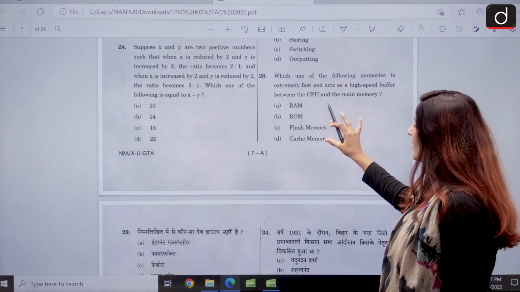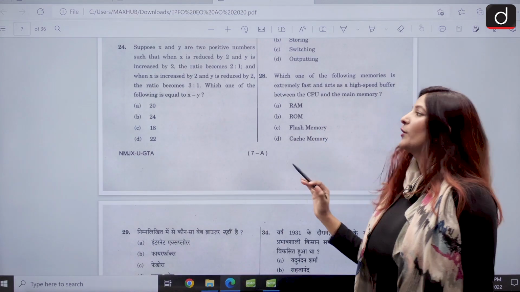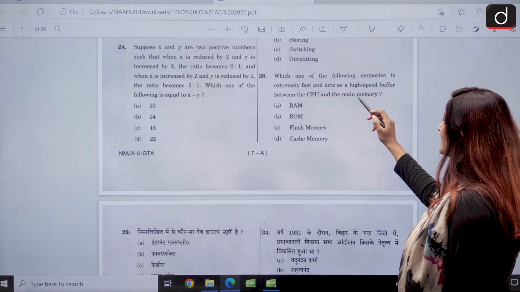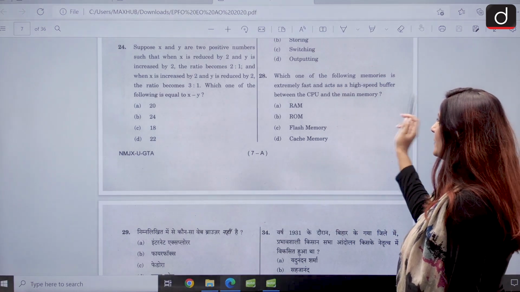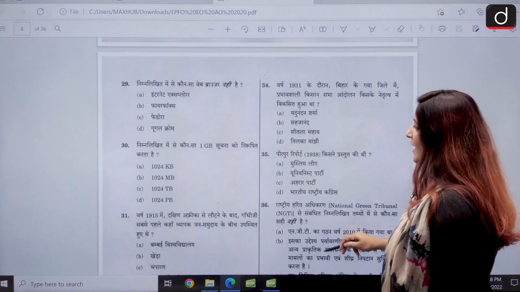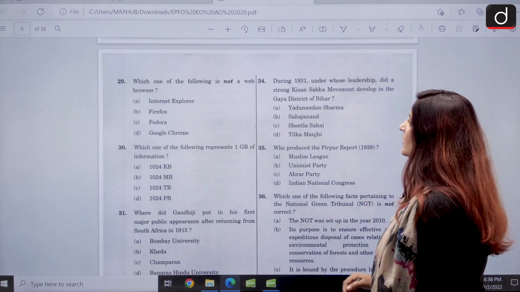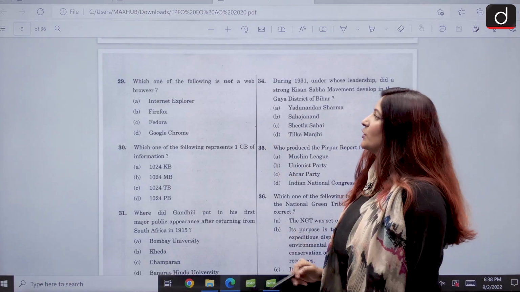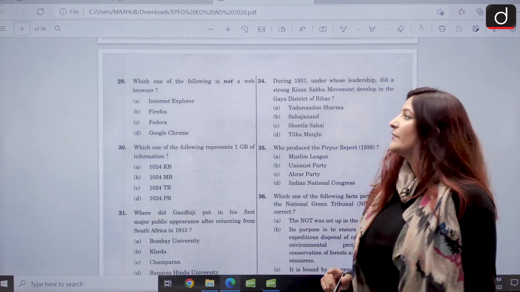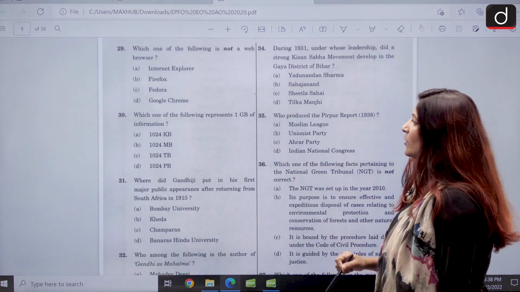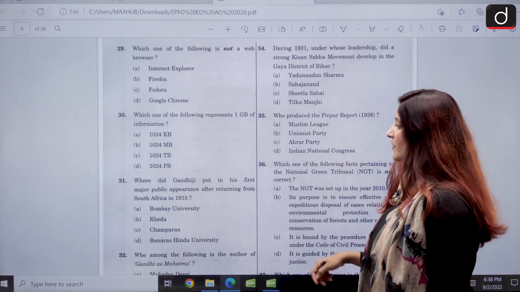Then you see a very nice general computer knowledge question over here. Which one of the following memories is extremely fast and acts as a high-speed buffer between CPU and the main memory? Okay, that is your general computer knowledge. Then here comes again computer knowledge. Which one of the following is not a web browser? Again computer knowledge. Which one of the following represents 1 GB of information?